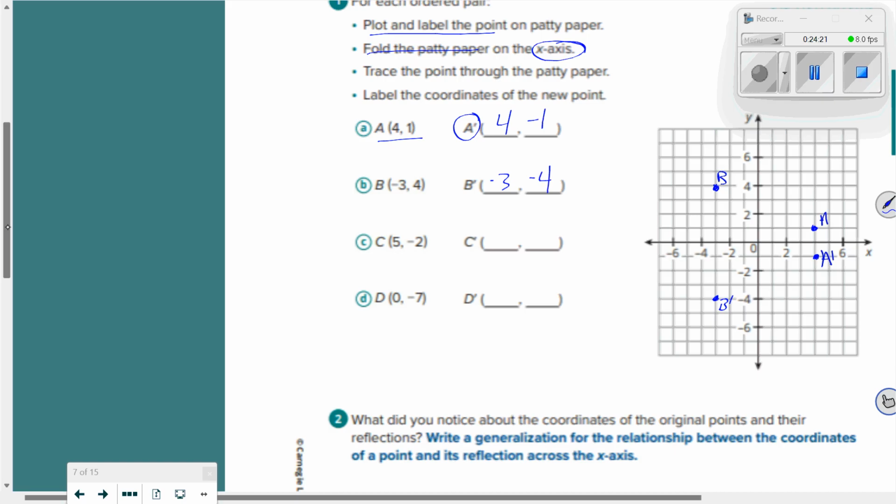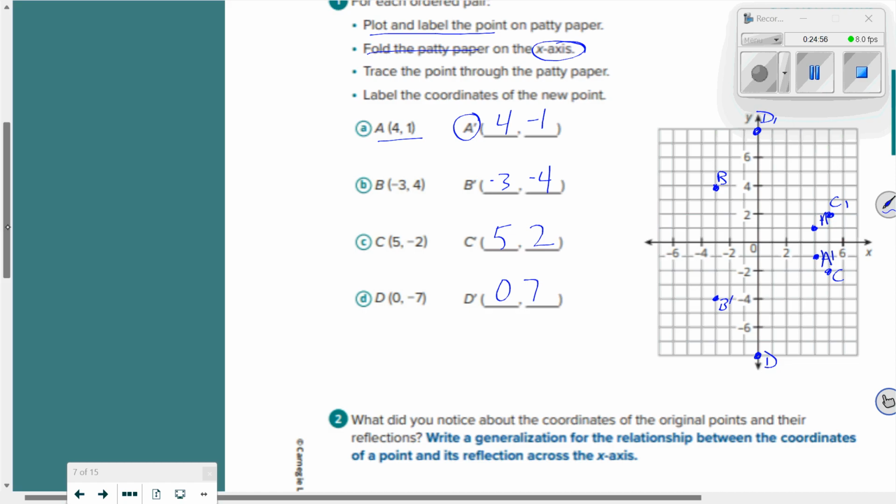Next one, I go over to 5, up to 2. There's where C is. That's C prime. Negative 2 for C. So 5, and then I went above for the second one. So C is below, C prime is above. Our last one, 0, means I don't move. Negative 7 goes all the way down here at the bottom. So for D prime, I stay at 0, but now we go 7 up. So D prime is going to be all the way up here at 0, 7.